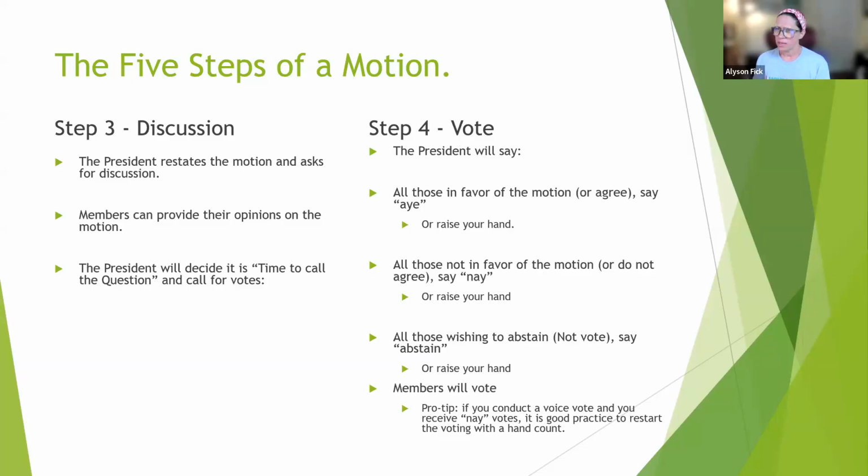Now, here's a pro tip. If you start conducting a voice vote and people are saying aye, or if you get to the point where they say nay, and there are one or two members who say nay, it's good practice at that point in time to restart the voting with a hand count so that your secretary can make sure that they have the appropriate numerical totals to show in their minutes.